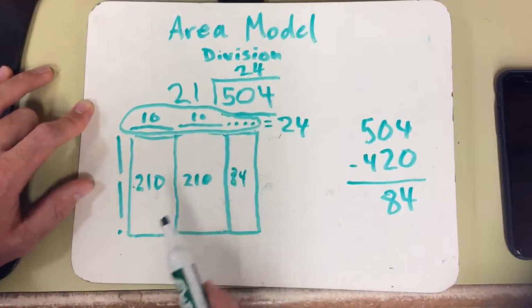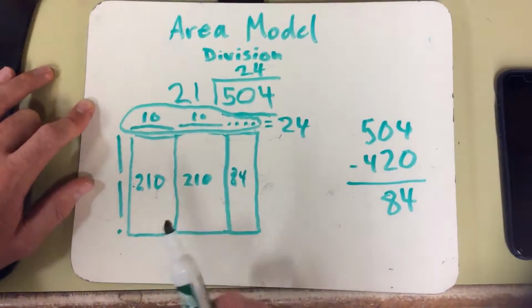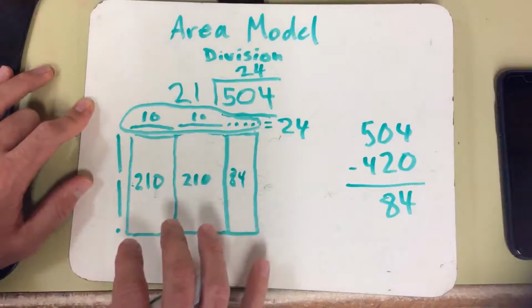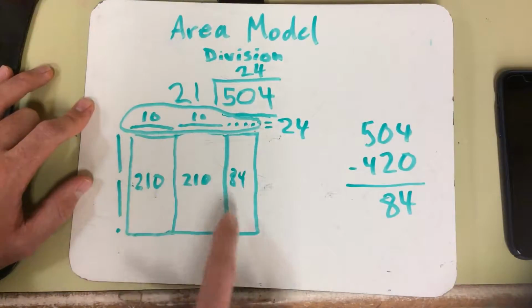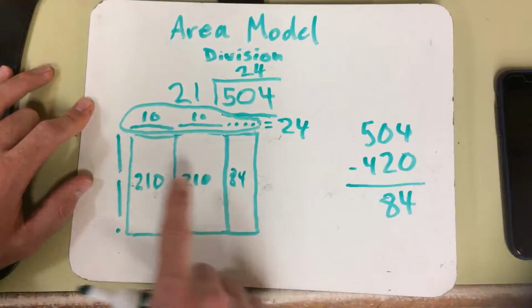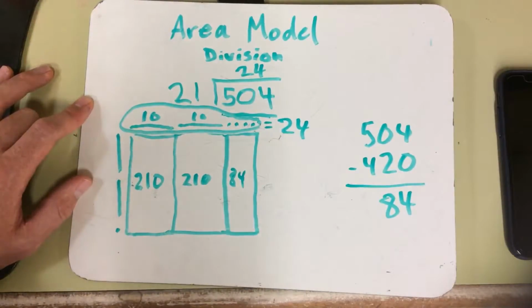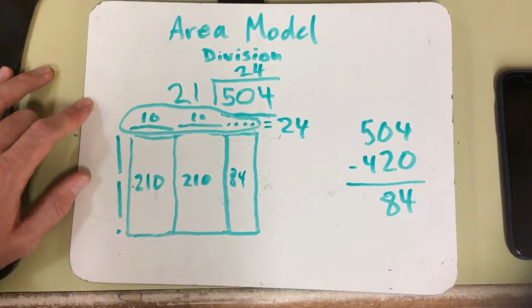And again, we use this strategy, we make it visual like this because it helps us maintain the value of each number, and it helps for some students to see how we're using the numbers in a division problem. So that's the area model for division.